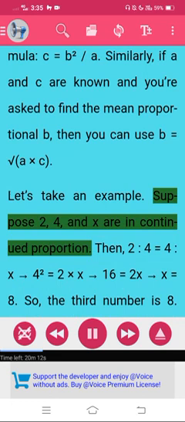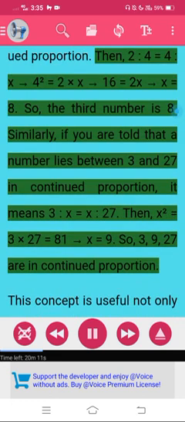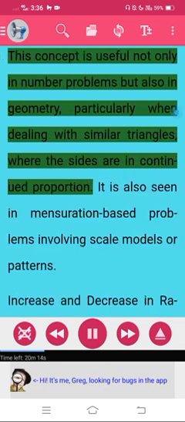Let's take an example. Suppose 2, 4, and x are in continued proportion. Then 2:4 = 4:x, so 4 squared equals 2 times x, so 16 equals 2x, so x equals 8. So, the third number is 8. Similarly, if you are told that a number lies between 3 and 27 in continued proportion, it means 3:x = x:27. Then, x squared equals 3 times 27 equals 81, so x equals 9. So, 3, 9, 27 are in continued proportion.